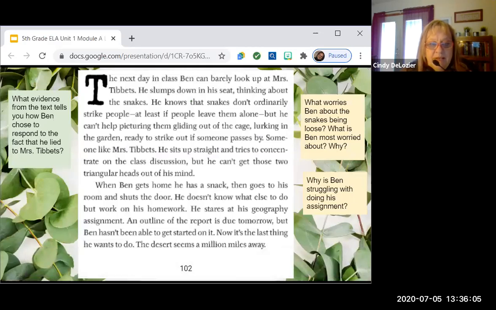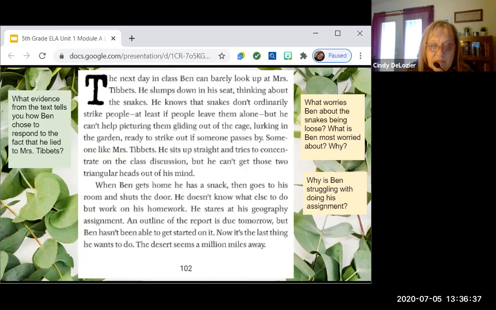Chapter 9. The next day in class, Ben can barely look up at Mrs. Tibbets. He slumps down in his seat, thinking about the snakes. He knows that snakes don't ordinarily strike people, at least if people leave them alone. But he can't help picturing them gliding out of the cage, lurking in the garden, ready to strike out if someone passes by. Someone like Mrs. Tibbets. He sits up straight and tries to concentrate on the class discussion, but he can't get those two triangular heads out of his mind.